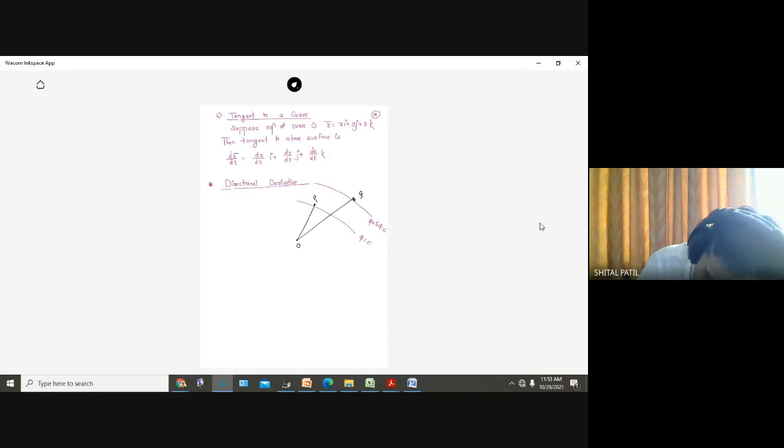Then this is P. Then I'll join this. These are the different vectors. OP bar is denoted by R bar. So OQ will be R bar plus delta R bar. Draw the diagram and then write.